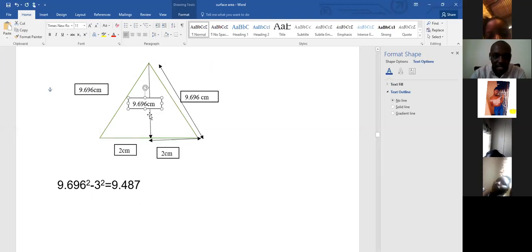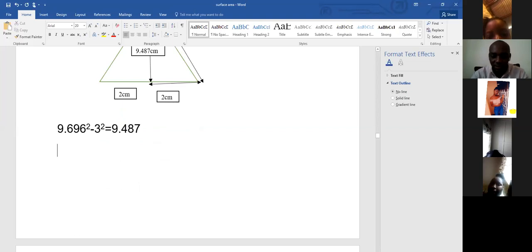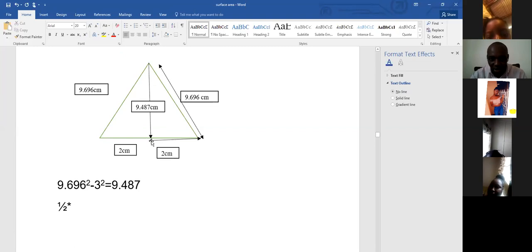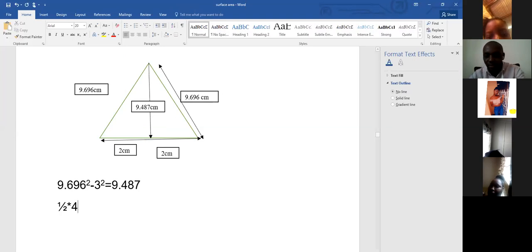Hii height sasa 9.487. Okay. So I can now use base times height. So I have times base. Base sasa itakuwa ni 4. Remember the base is the whole of this. Hii chini yote hii ndio base. So I have times 4 times the height. There's the height here. So I have times 4 times 9.487.